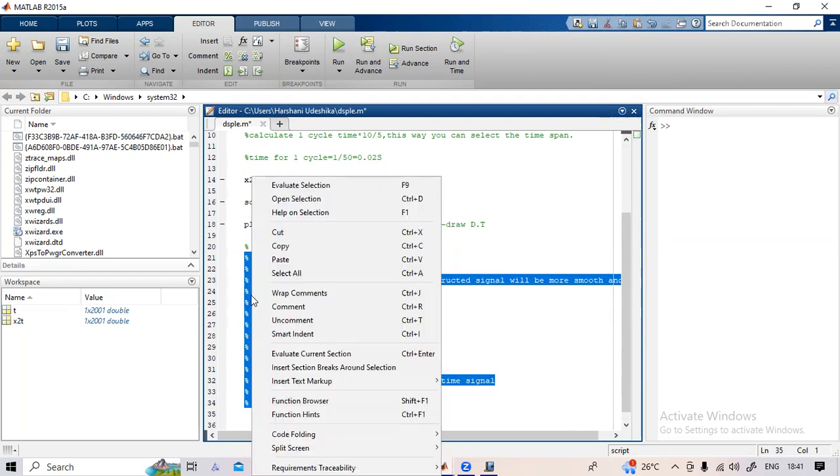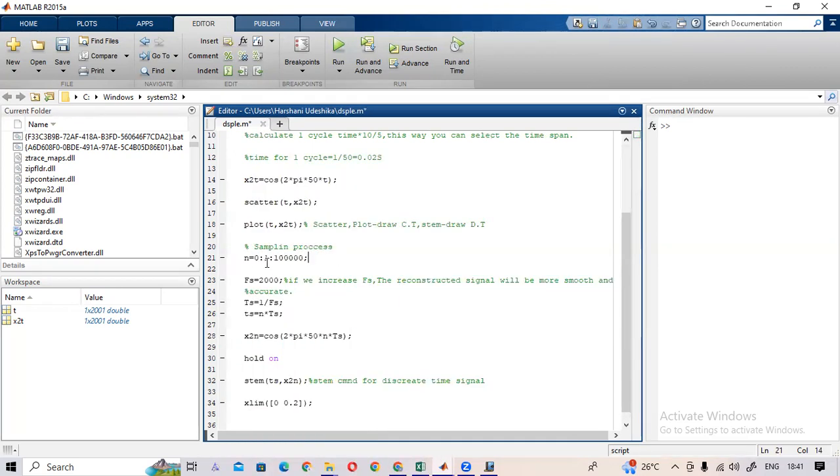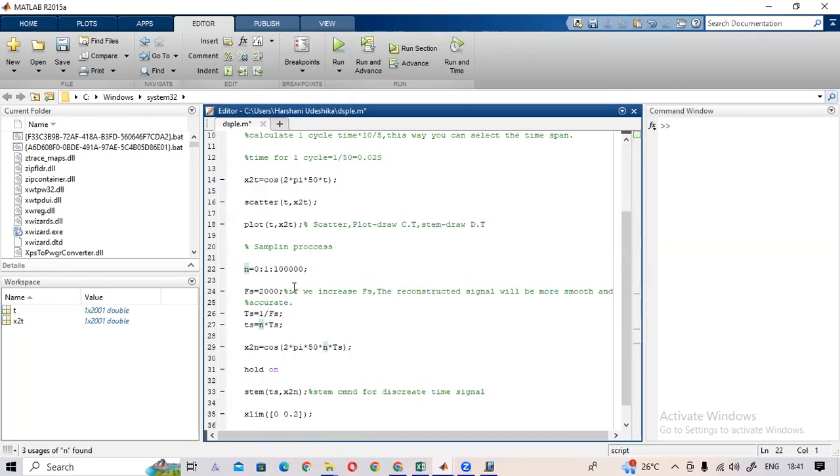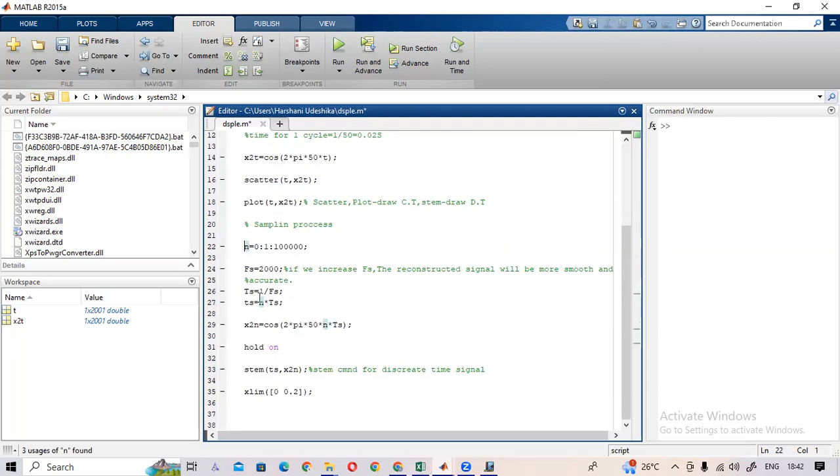We have one command. Now all these commands will be executed. So first we select the number of samples, sample number n. Then the sample frequency fs. And if the sample frequency is fs, you know the sample time Ts is 1 over fs. And you know the corresponding sampling time for sample n is nTs.